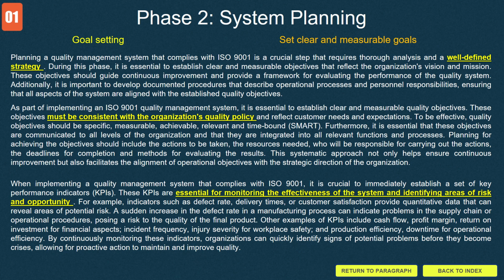Set clear, measurable quality objectives that reflect your organization's vision and mission. These should be specific, achievable, and communicated throughout the organization. Use key performance indicators such as defect rate, delivery times, and customer satisfaction to monitor and improve performance.